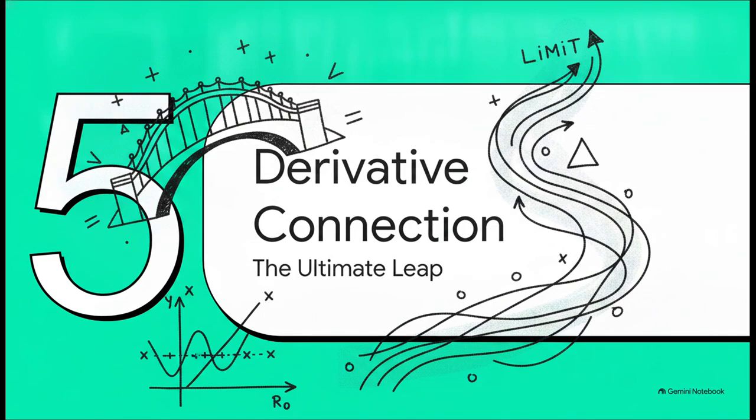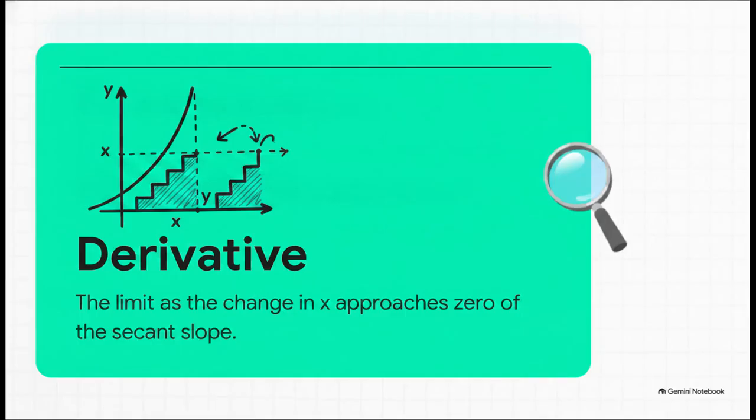Section 5, the derivative connection. We are finally ready to complete our bridge. Everything we've discussed about slopes so far applied to straight lines, where the slope is constant everywhere. But on a curved graph, the steepness is constantly changing from point to point. So how do we find the slope of a curve?